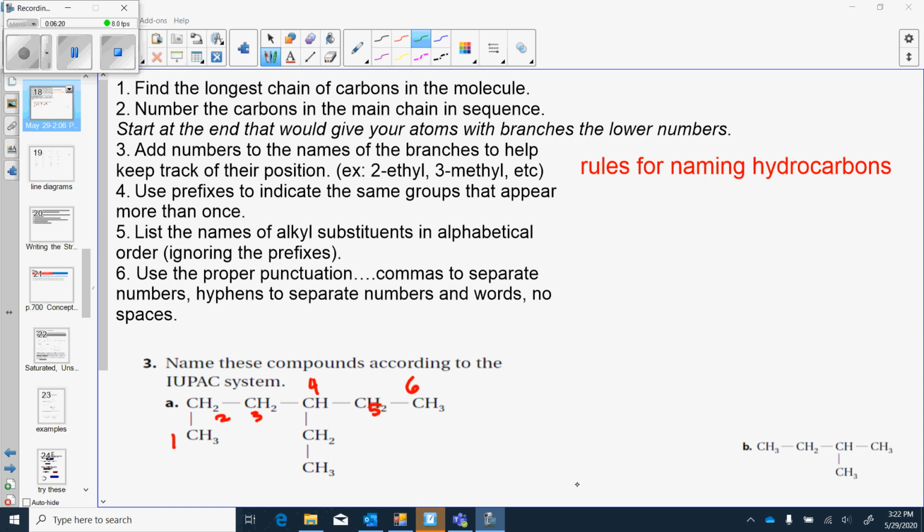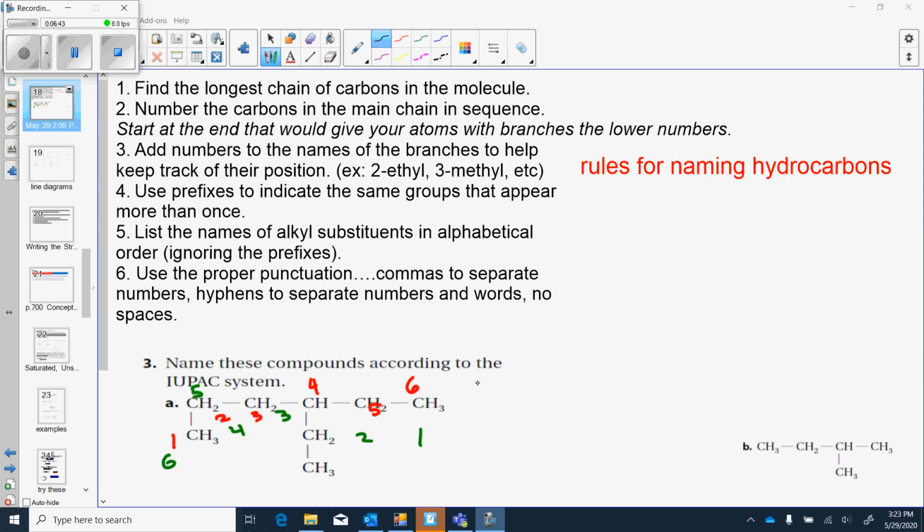But what I want you guys to also start practicing with is, what if I number it in the opposite direction? And I'm just going to use a different color here. So I number it in the opposite direction. My branch is on the 3. So when I number with the red, my branch is on the 4. When I number with the green, my branch is on the 3.